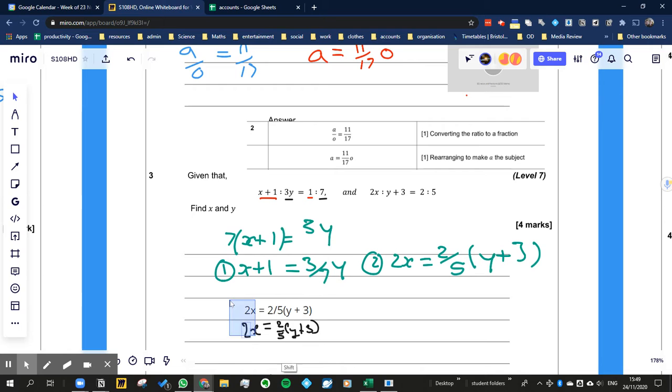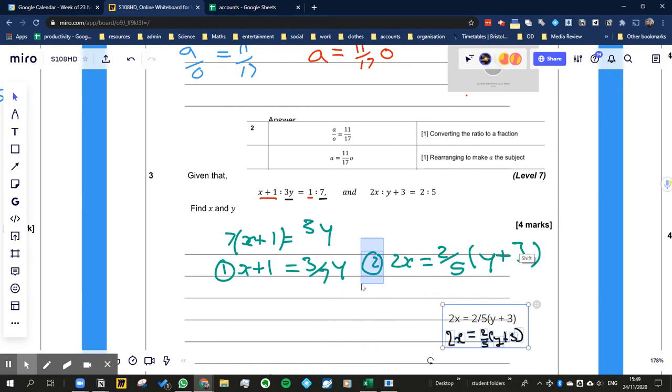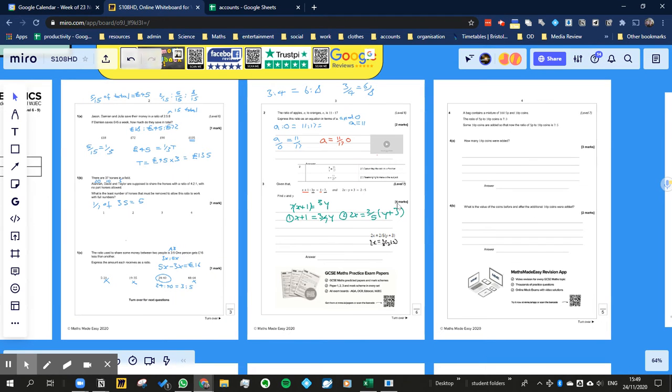So let's just move this to the side, and we'll just put these two equations in sort of list format, in a list form.